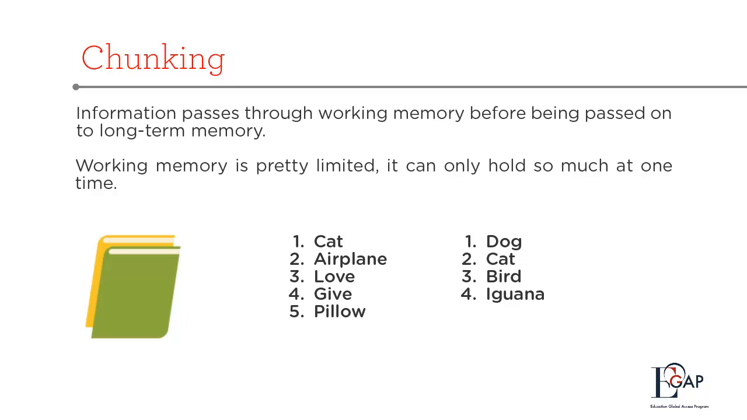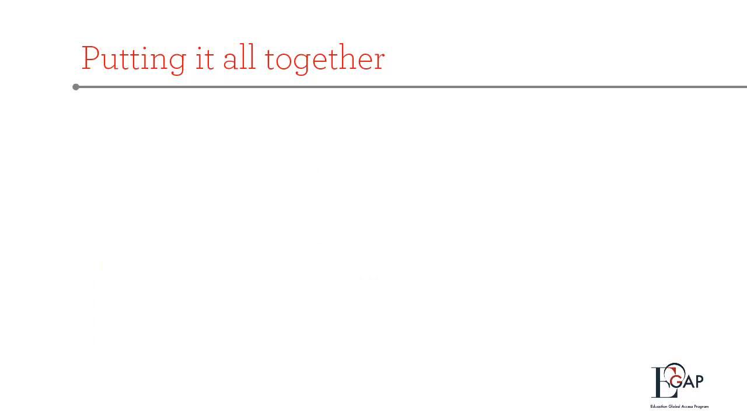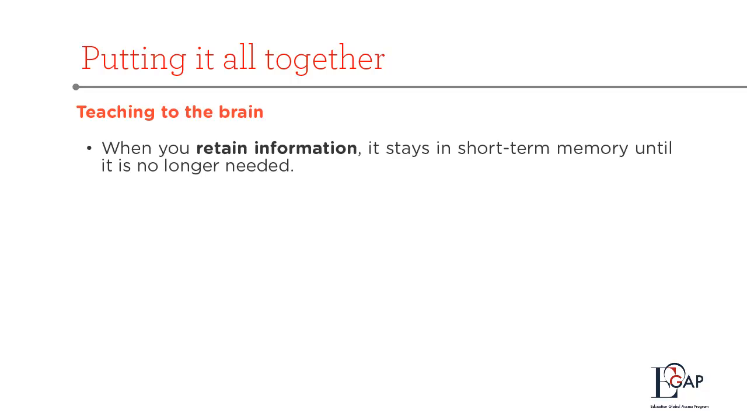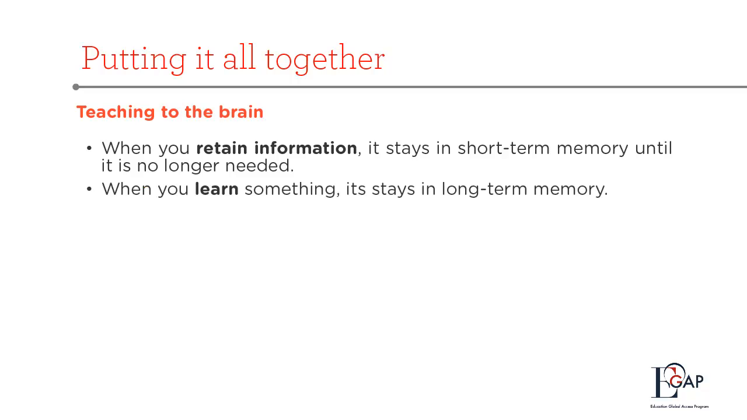Let's review. In this lesson, you learned a few strategies for teaching to the brain. You learned that retaining information is different from learning it. When you retain information, it stays in your short-term memory until it is no longer needed, and then it is forgotten. When you learn something, it stays in your long-term memory.